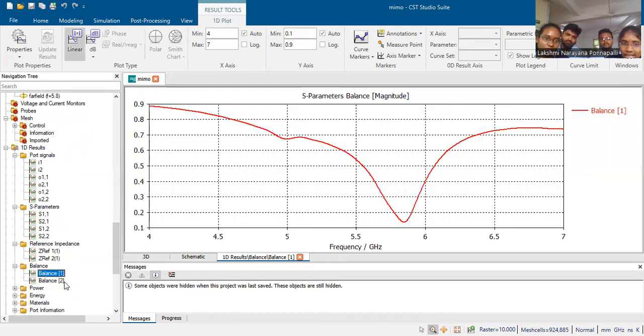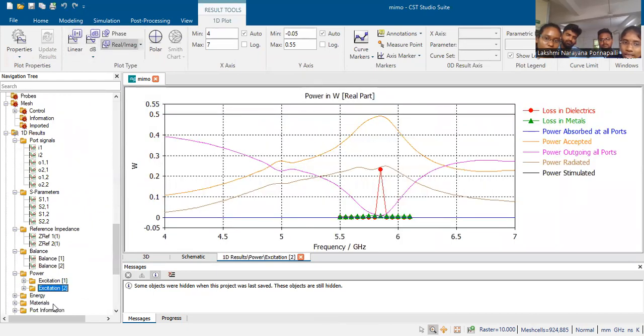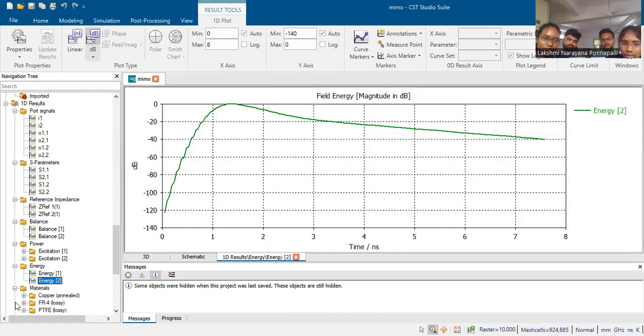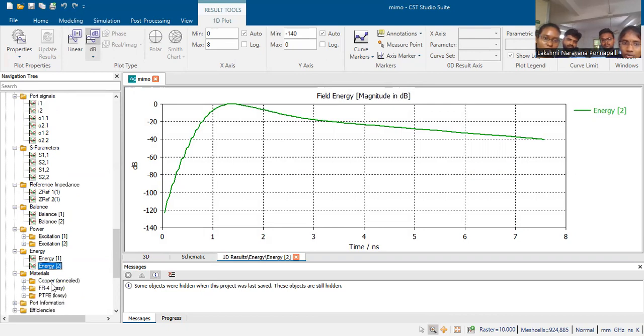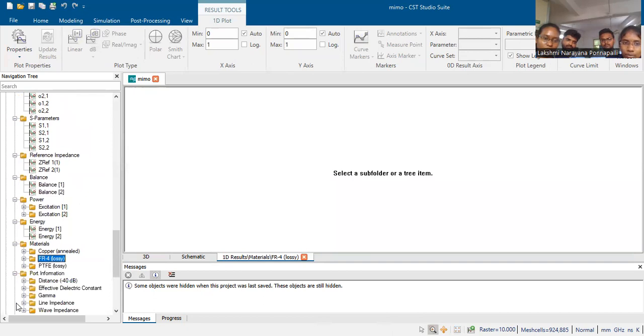These are the balance graphs to balance our two T-shaped patch antennas. Here are the two excitation powers: we obtain the power at port 1 and the power at port 2. These are the energies obtained at port 1 and port 2. These are two energy graphs. These are the materials as we discussed previously: copper, FR4 substrate and PET substrate.